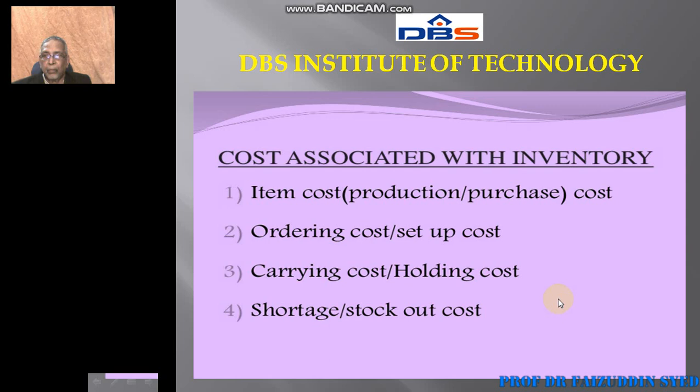Now we will see the costs associated with inventory. The following costs are applicable in the inventory system. 1. The item cost, that is production or purchase cost. 2. The ordering cost, that is setup cost. Number 3. The carrying cost or holding cost. Number 4. The shortage or stock out cost. All these costs are associated with the inventory system.